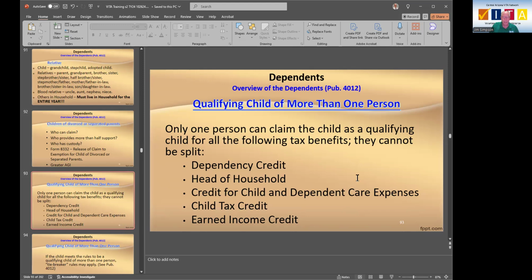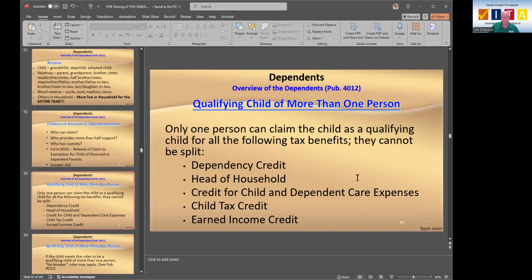There are benefits. I should preface, before we start talking about the details of how to figure that out, with what this slide says. Only one person can claim the child as a qualifying child for all of these tax benefits. They cannot be split, okay? One is a dependency credit. That's the child tax credit. Second is head of household. They can't both be head of household. Only one of them can.